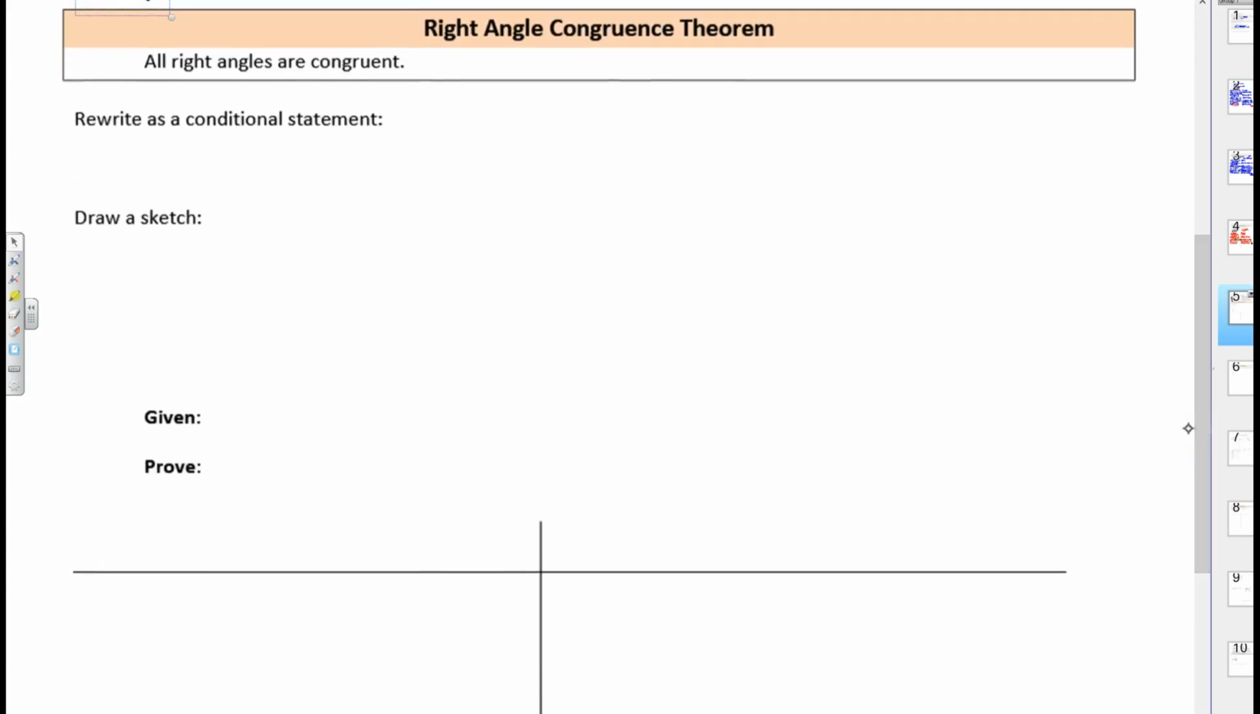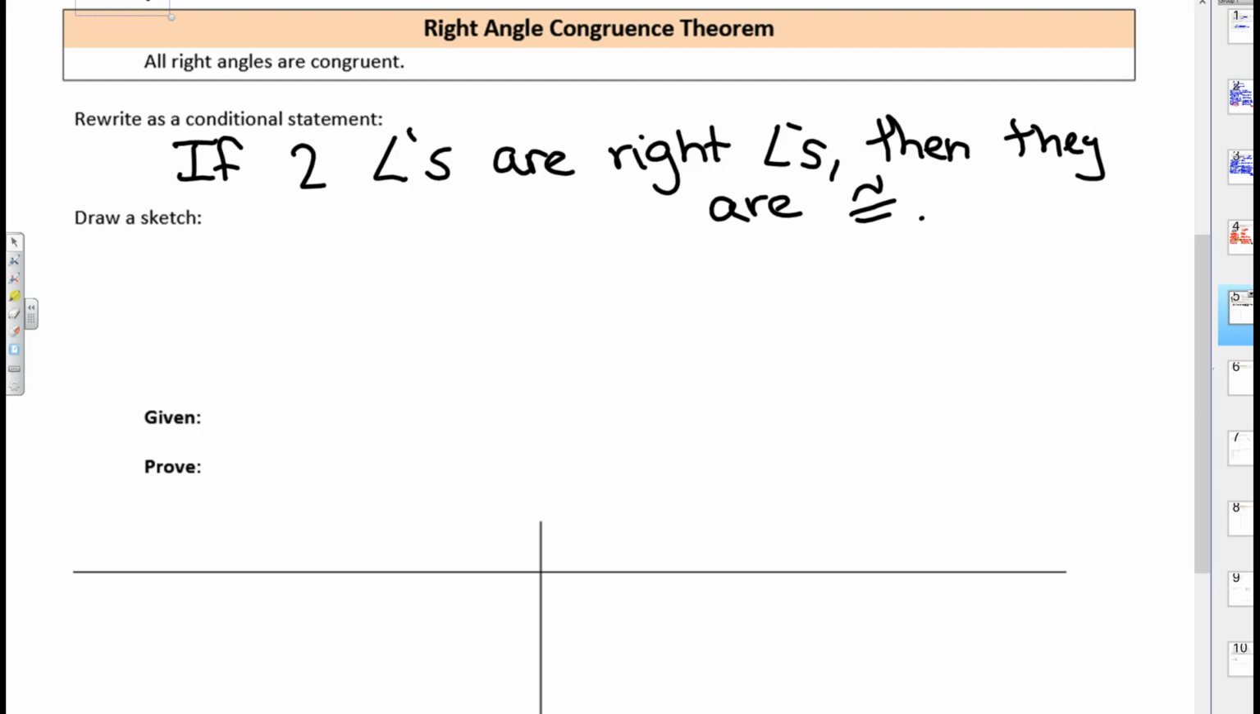Let's take a look at a pretty basic proof. This is the right angle congruence proof. All right angles are congruent. Let's rewrite that first as a conditional statement. If two angles are right angles, then they are congruent. Well, drawing a sketch of this is pretty easy. I'm going to have two angles. They're going to be right angles and label them angle 1, right angle, angle 2. Pretty easy sketch.